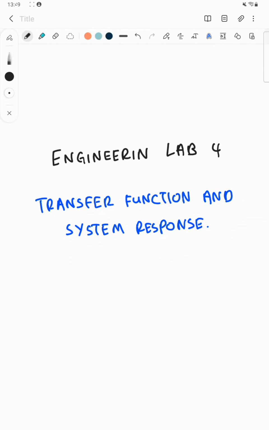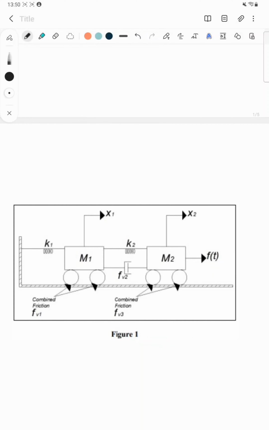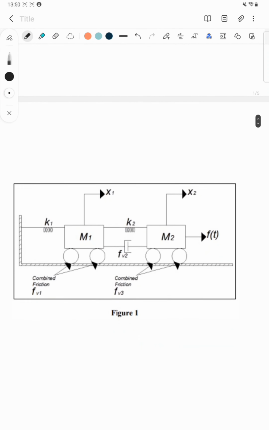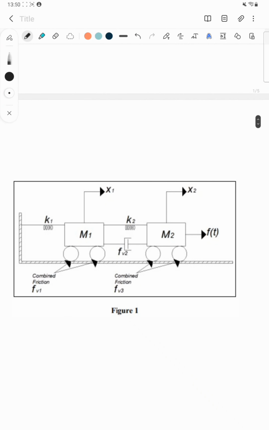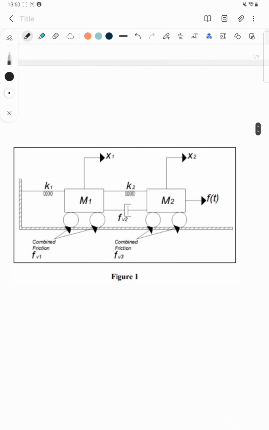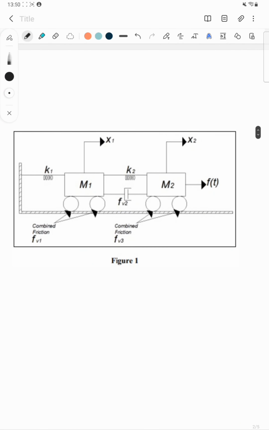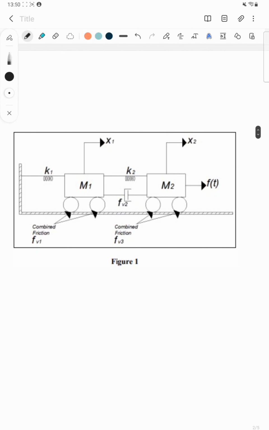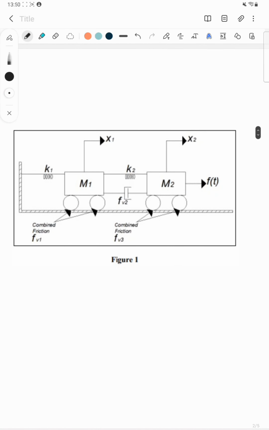Today I would like to present about Leg 1, transfer functions and system response. As you can see here, these are the questions that we get, which are about a mechanical system for part A and an electrical network for part B. Let's start with part A, mechanical system.